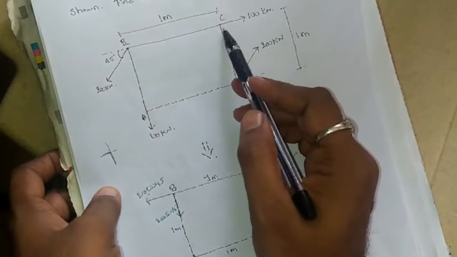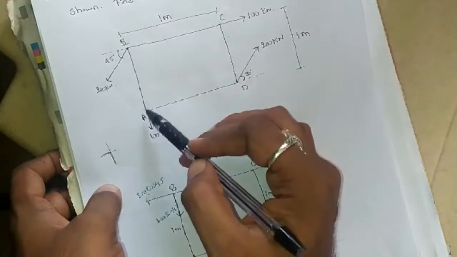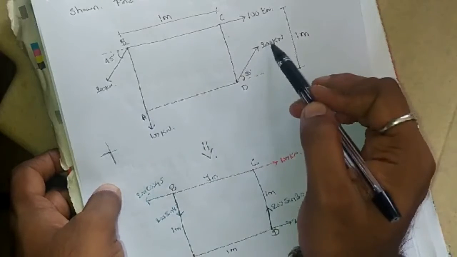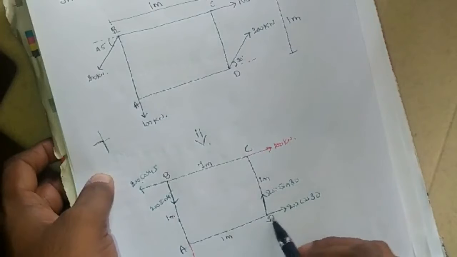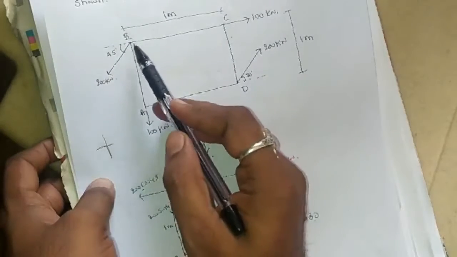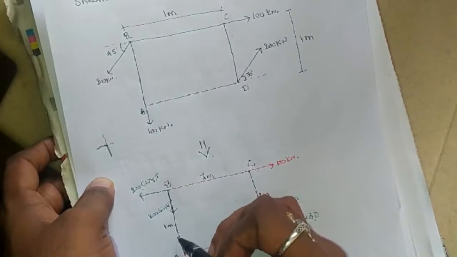Totally there are 4 forces. 100 acting vertically downwards, 200 acting in the first quadrant. So these are the components: 200 sin 30, 200 cos 30. 100 is acting purely along positive x-axis, and here 200 is acting in the third quadrant. So 200 cos 45 is the x component, 200 sin 45 is the y component.